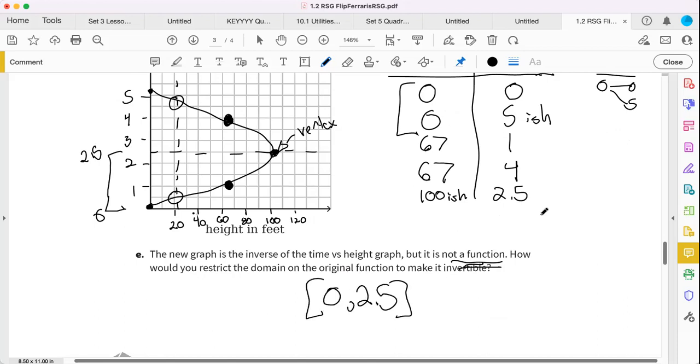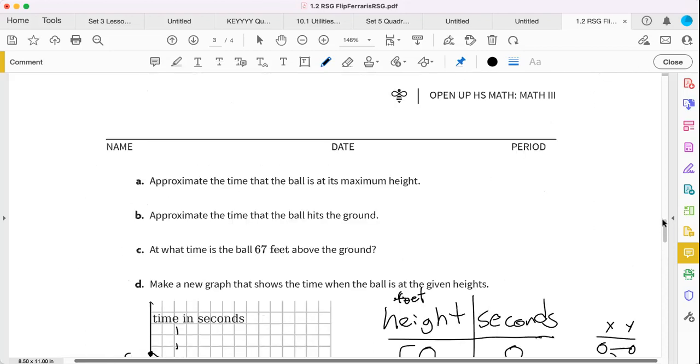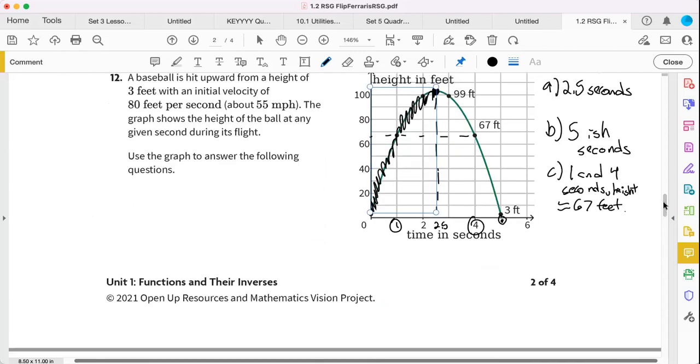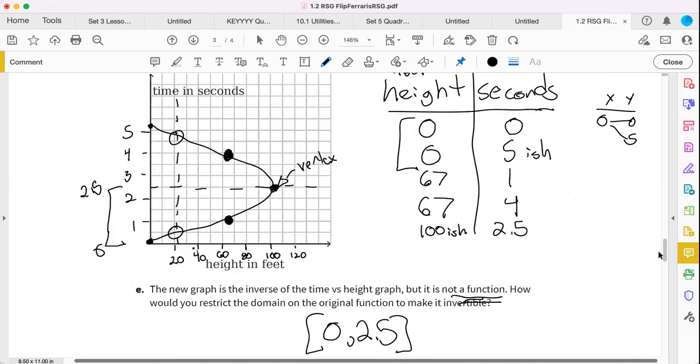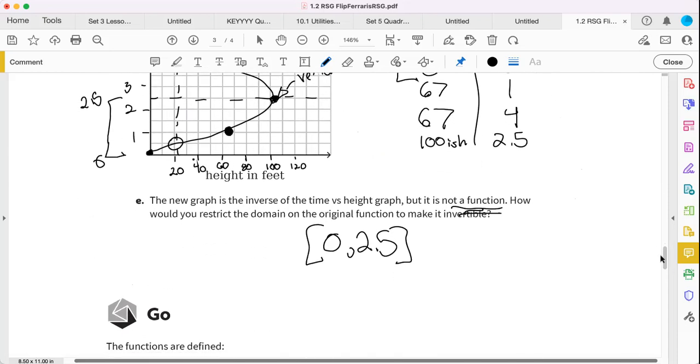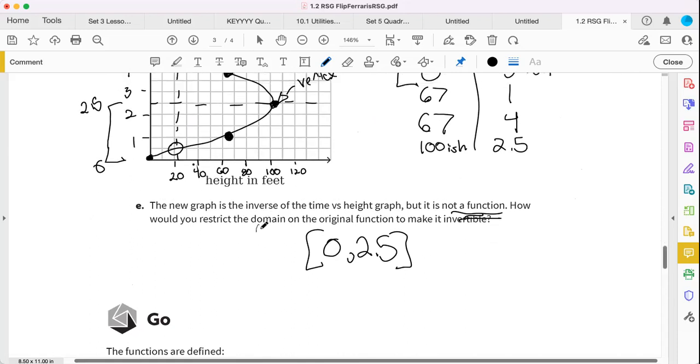because that would not only cut the parabola in half, so that you're only dealing with this, but it would also get rid of this second half, which is kind of the area that's throwing us off. So that's why down here I'm saying we would just restrict it from 0 to 2.5 for the domain. And again, domain's talking about your input.